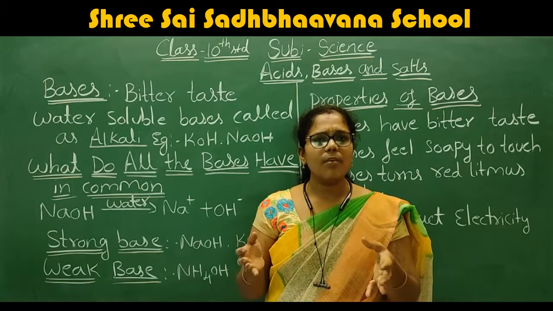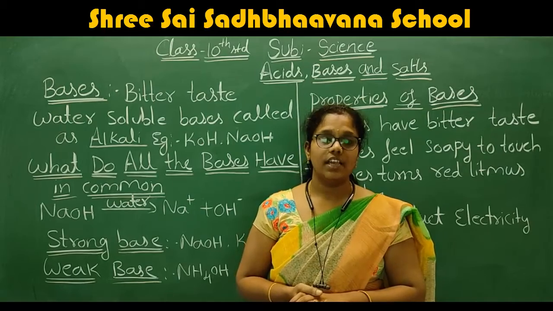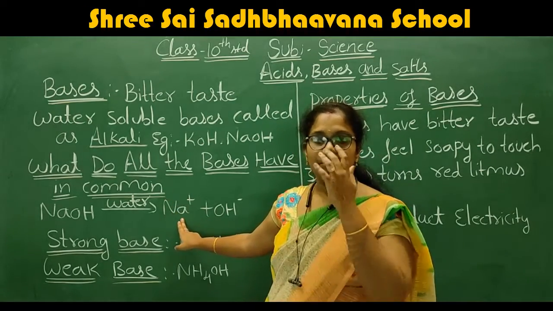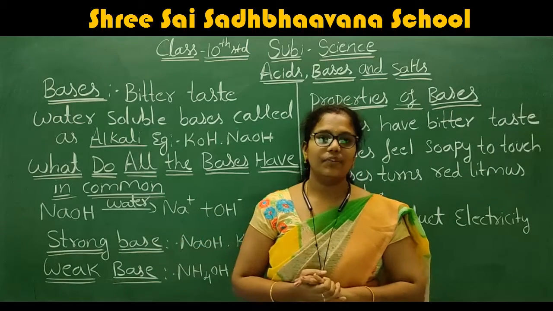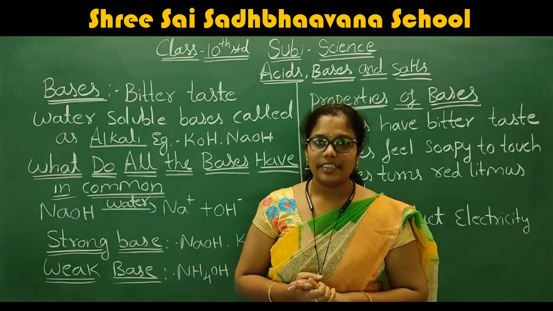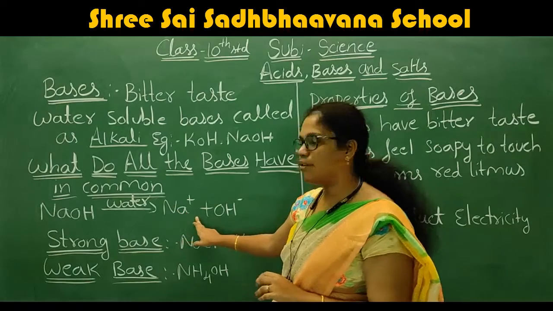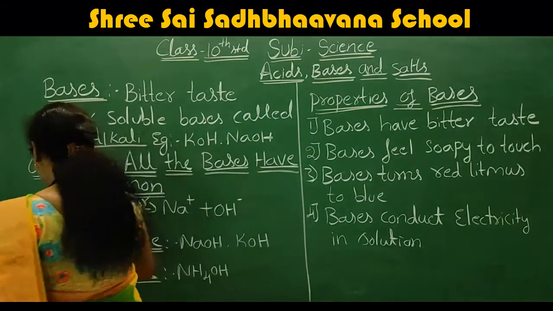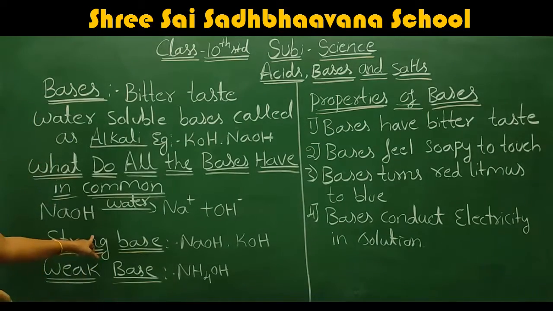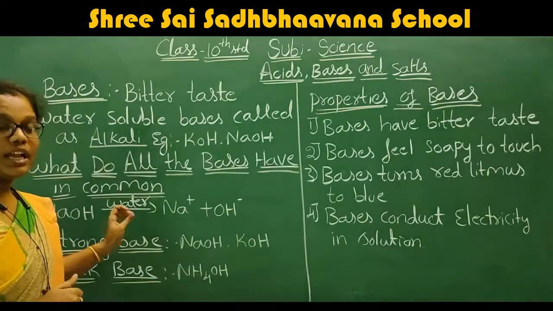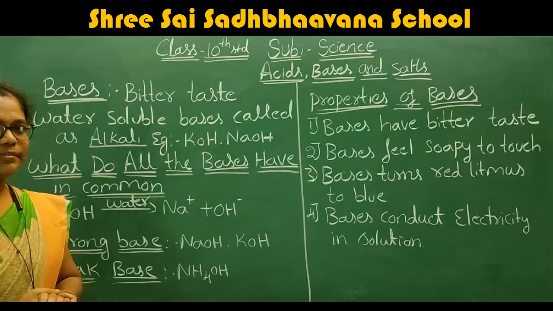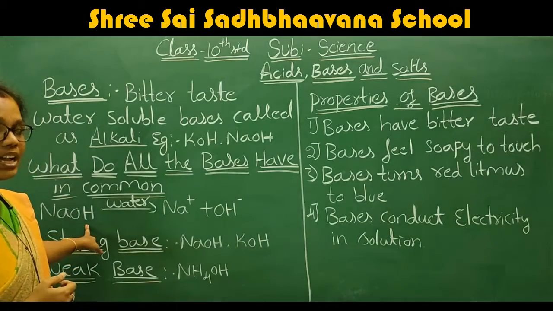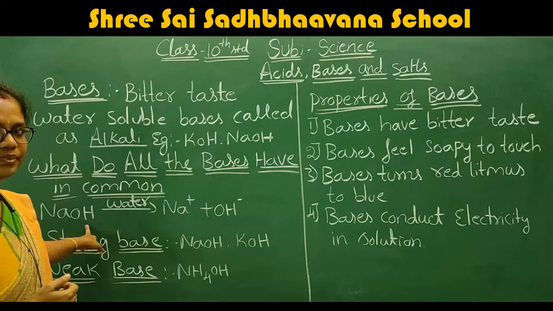Therefore, what is common in these bases? I am taking one example, NaOH. In this place, you can take KOH or NH4OH, any example you can take, but here I am going to take the example of NaOH.